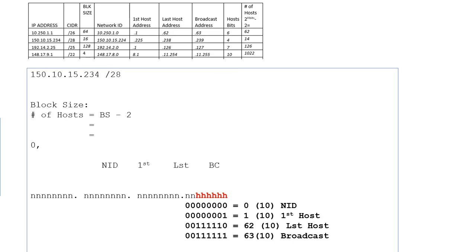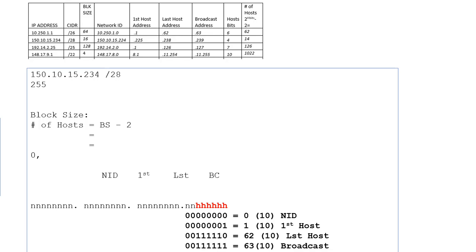Okay, here's our next problem. We've got an IP address of 150.10.15.234 with a /28. Now, if we write our subnet mask out in a dotted decimal format, we've got 255, 255, 255, which gives us 24 bits, but I need 28. So the value that I'm going to need here is 240.